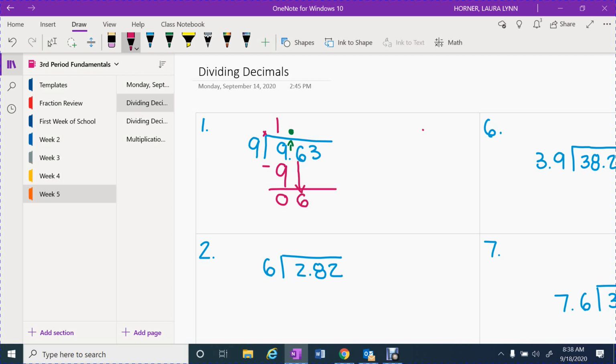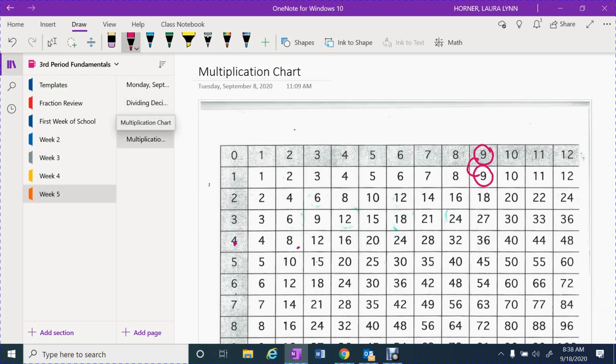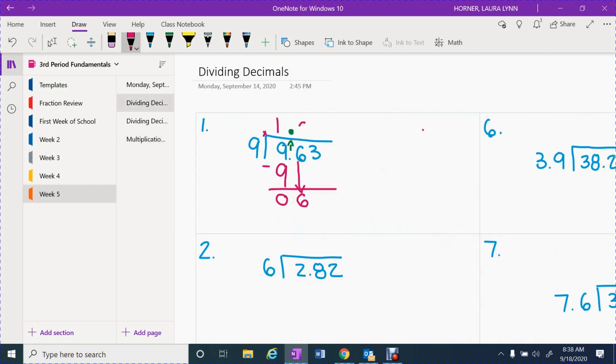Can 9 go into a 6? Well, let's just go check that multiplication chart. I'm still under here, column 9. If I'm just looking down this list, all the numbers are actually bigger than the number 6. What that means is 9 cannot go into it. So it goes in 0 times. It can't fit into the number 6.